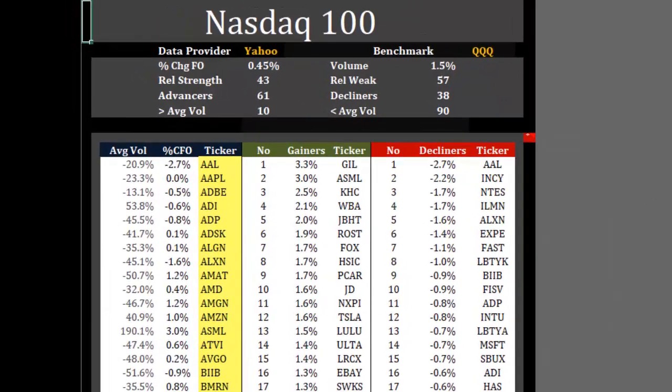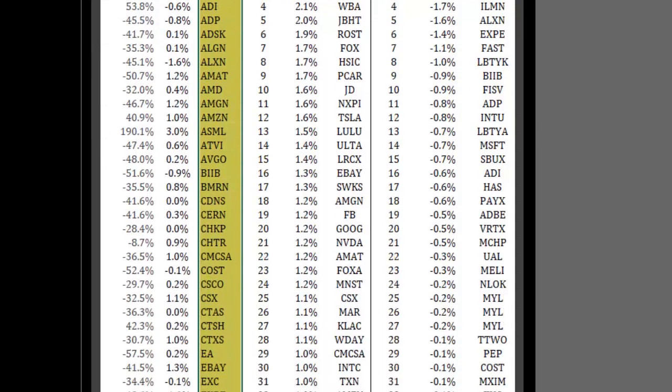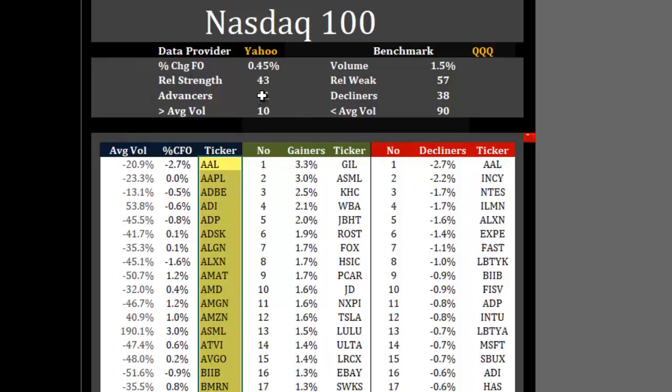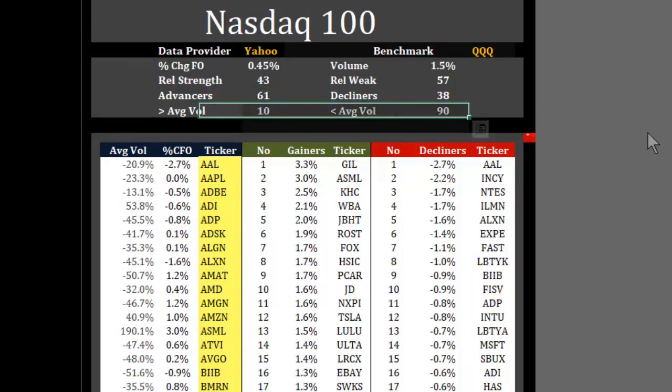This is the NASDAQ 100. A data provider must be entered and a benchmark must be entered. Once that's done, then the page can calculate the percent change from the open of the benchmark and whether or not it's moving on above or below average volume. It also allows you to calculate relative strength and weakness of all the tickers that comprise the NASDAQ 100, as well as those stocks that are advancing versus declining, and how many have above or below average volume.